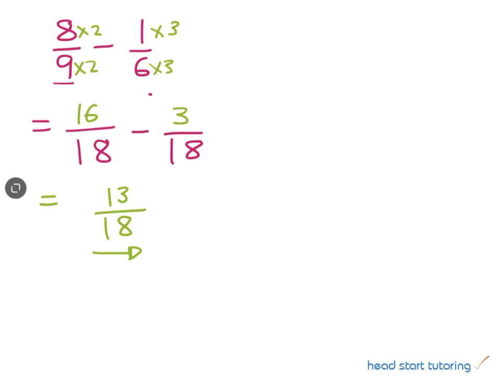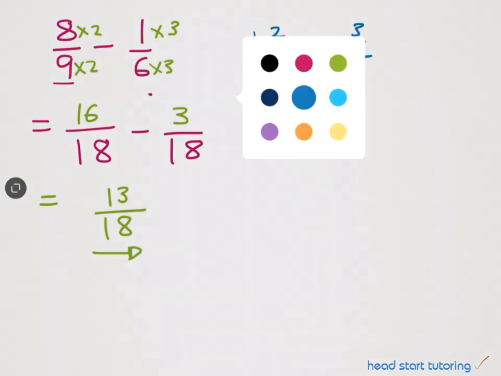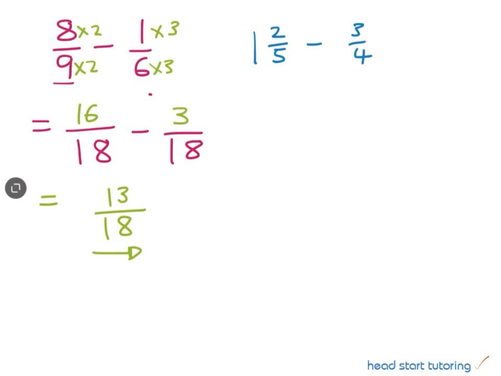Let's have a look at mixed numbers. So if I've got 1 and 2/5 minus 3/4, as you can see, we've got a mixed number here. So we need to convert our mixed number firstly into an improper fraction before we go any further. So 1 multiplied by 5 is 5. 5 plus 2 is 7. So we've got 7 over 5. So 1 and 2/5 is equal to 7/5. And then we minus our 3/4.